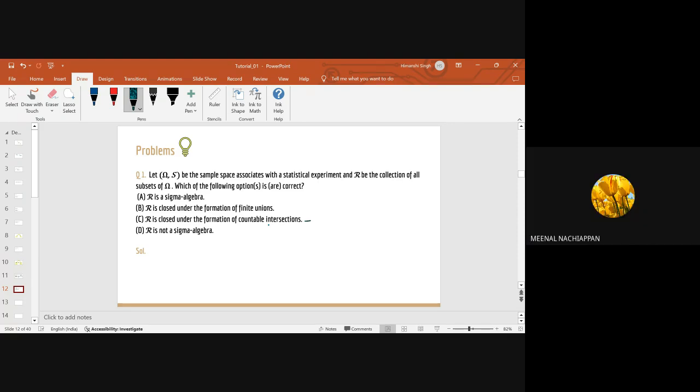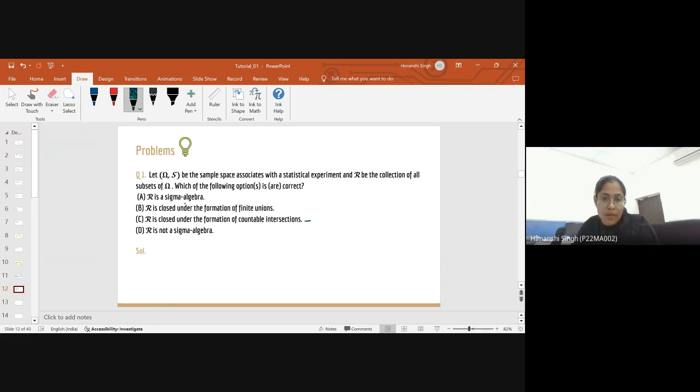Yes, ma'am. Okay. So this is the first question we have, that omega is a sample space. So omega is a sample space basically, and it is associated with some statistical experiment. Now what we have is R, the collection of all subsets of omega, means we have all A such that A is contained in omega. So basically it is the power set of omega. So we have all the subsets here. Now the question is asking whether R is a sigma algebra or not.